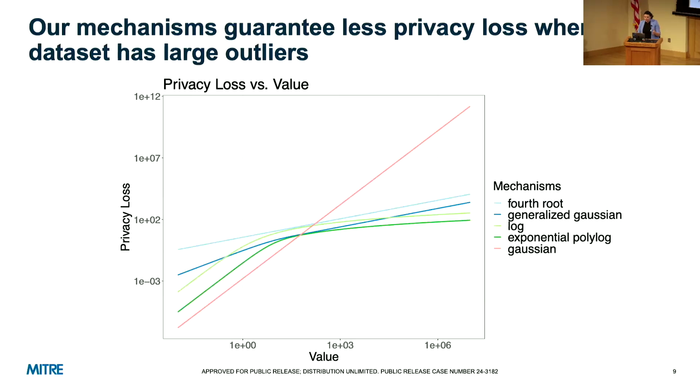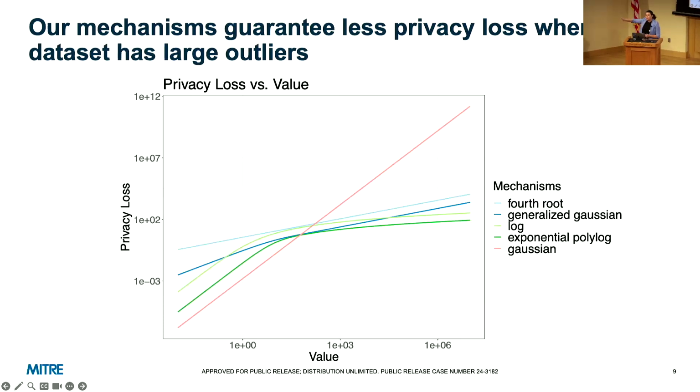And if you recall, the Gaussian mechanism is not a slowly scaling per record differential privacy mechanism. So this is what we're comparing ourselves to. And what we see is that for smaller query values, the Gaussian mechanism actually guarantees less privacy loss than our slowly scaling mechanisms. And so in these cases, it actually might not be beneficial to be using our slowly scaling mechanisms if you only have smaller query values.